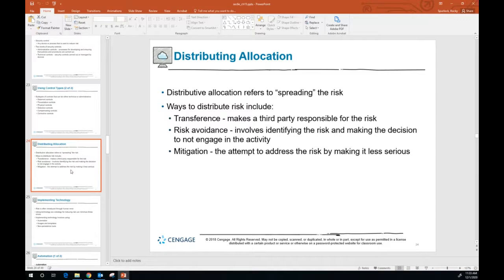Distributive allocation refers to spreading the risk. Now we've got a couple ways we can distribute risk, and these include transference, which makes a third party responsible for the risk. We have risk avoidance, and that involves identifying the risk and making the decision to not engage in that activity. Mitigation, that's the attempt to address the risk by making it less serious.